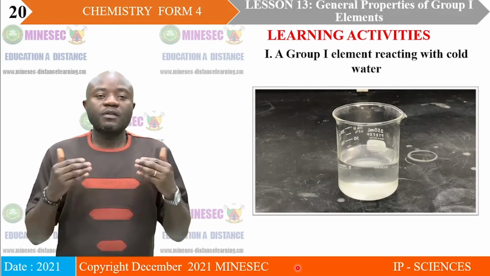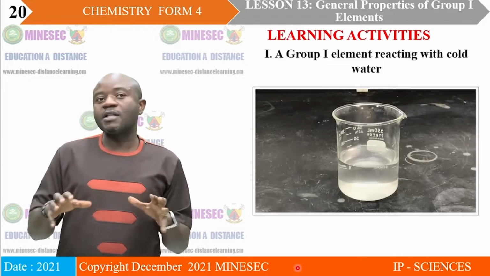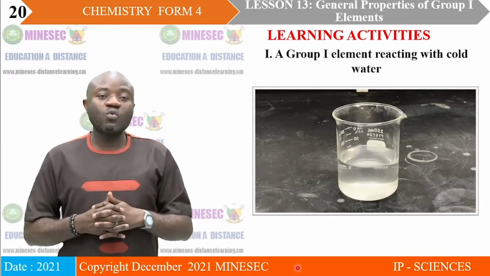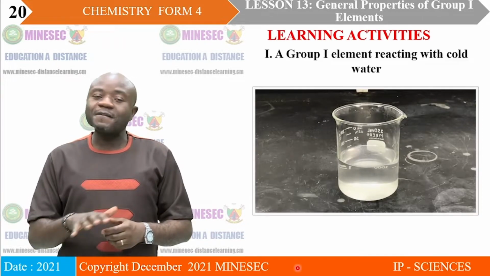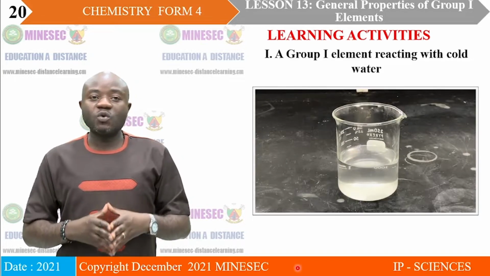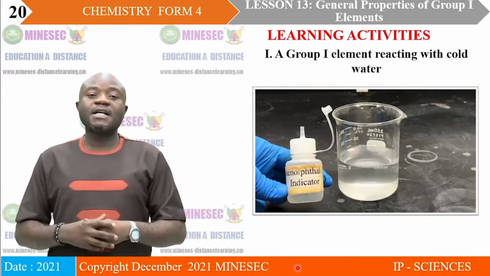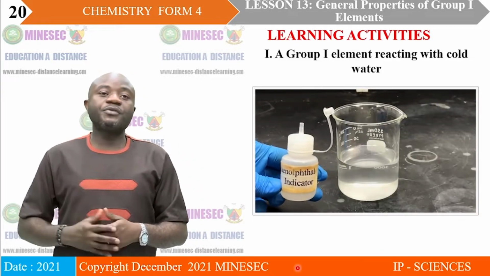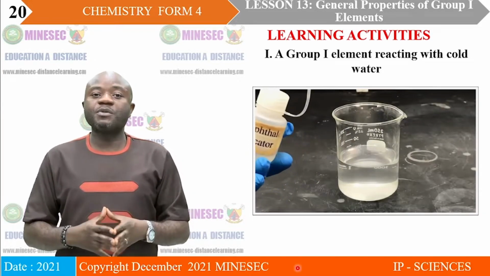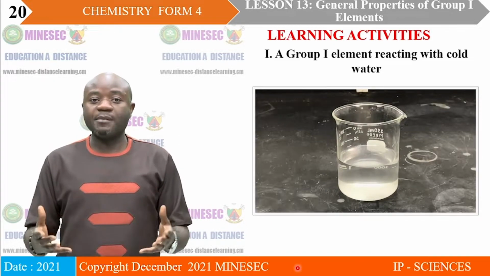The reason we use distilled water in this process is to ensure that no other ion is present to interfere with our results. After the metal reacts completely with water, the next thing we can do is get an acid-base indicator such as phenolphthalein, and then we add 2 or 3 drops of this indicator to the solution formed as a result of the reaction between water and the metal, and then we observe what happens.